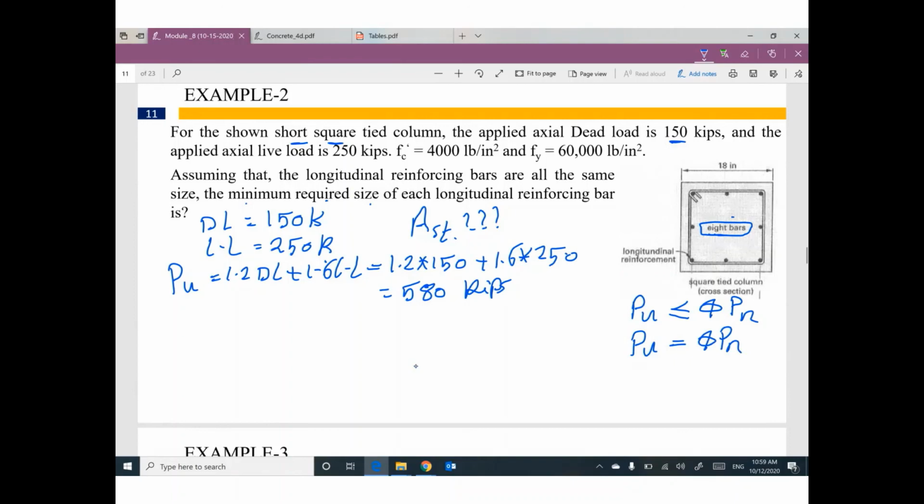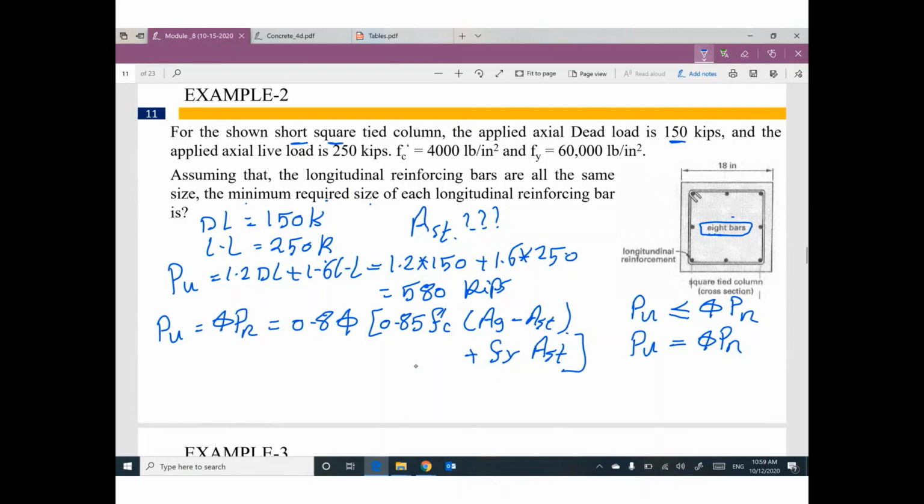So P ultimate, which equals phi Pn, equals 0.8 phi 0.85 F prime C times (area gross minus area steel) plus F yield times area steel. Let's see what we have and what is unknown. This side will be 580 times 1,000 to be in pounds. Phi 0.65, F prime C 4,000, area gross 18 times 18, F yield 60,000. What is the only unknown in this equation? Area steel.